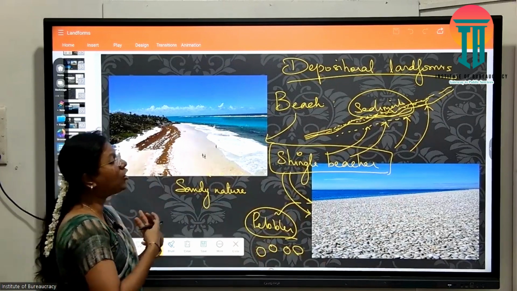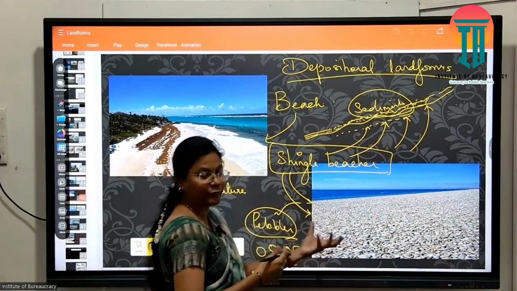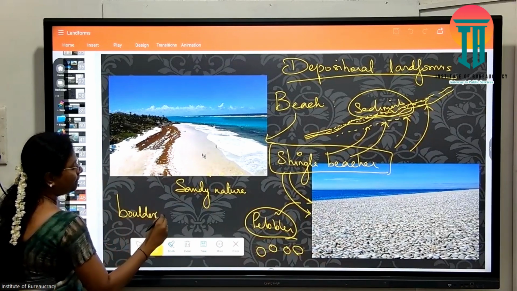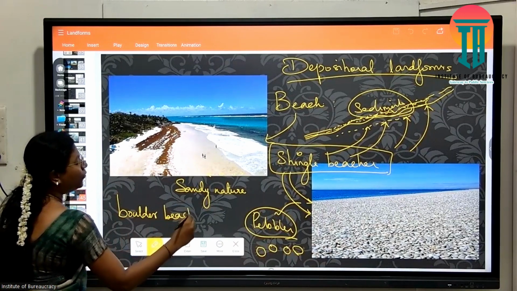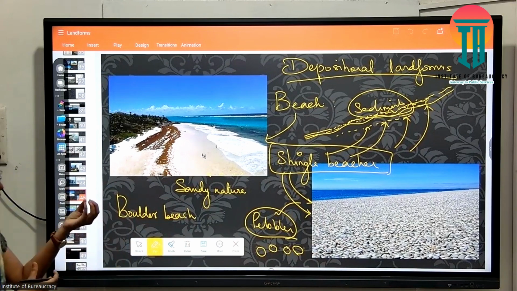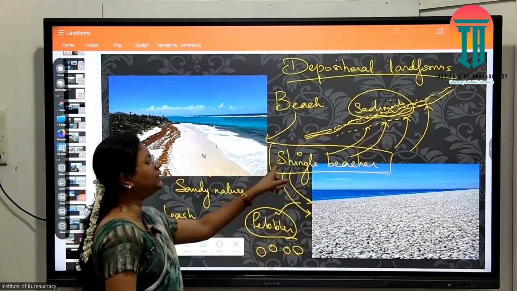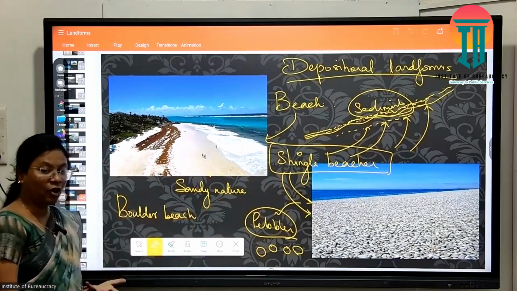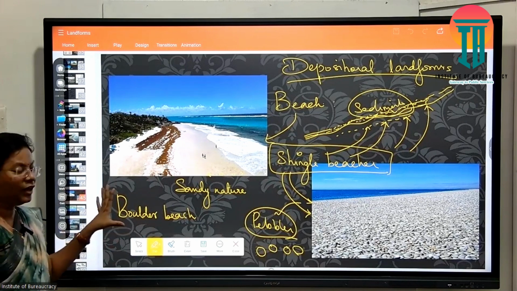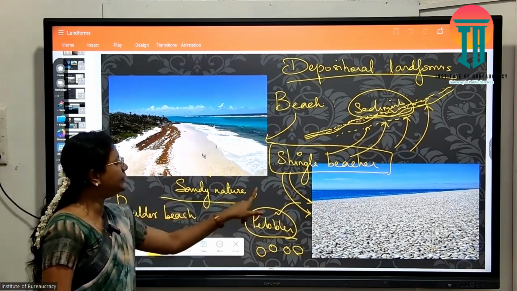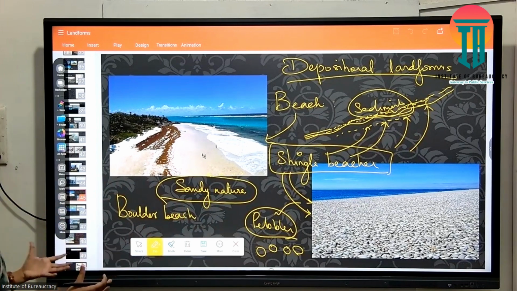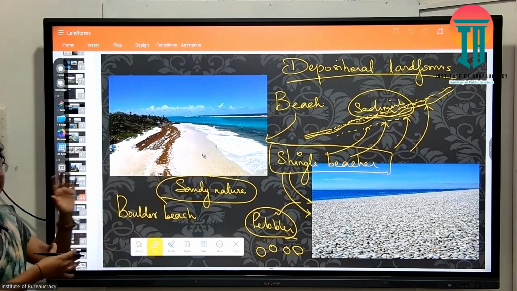If these rock particles are very much bigger, that is known as a boulder beach. Boulders means bigger rocks. So when small rocks, pebbles, are arranged, that is shingle. When bigger rocks are arranged, we call that boulder beaches, which is a rare phenomenon. The most common type is sandy beaches. Throughout the world, the largest, most beautiful beaches all fall under the sandy nature.